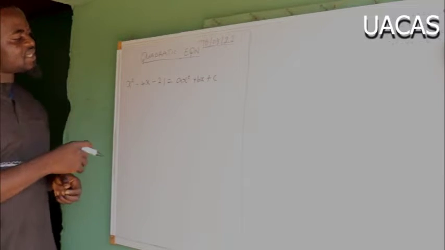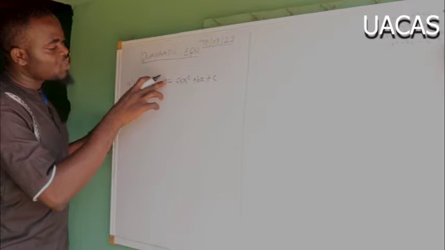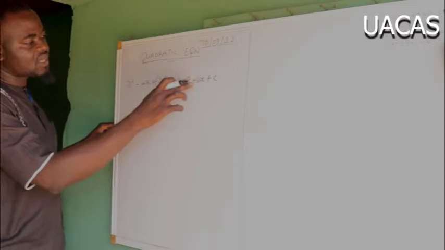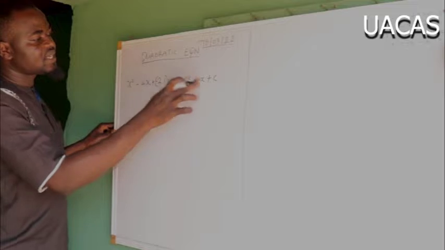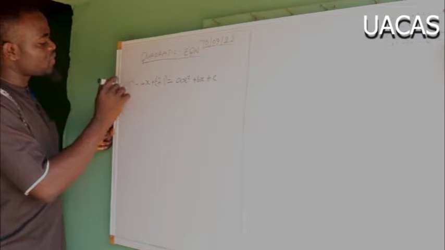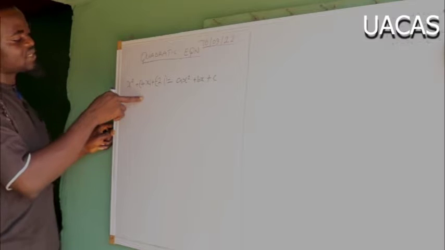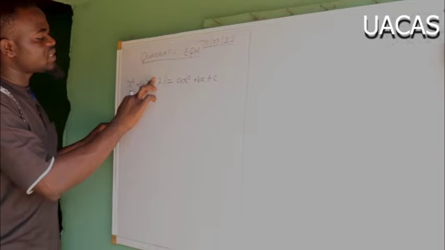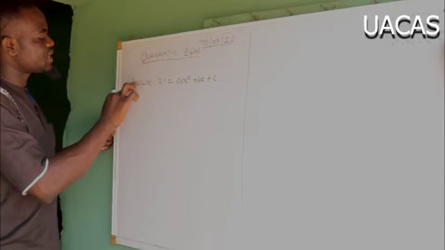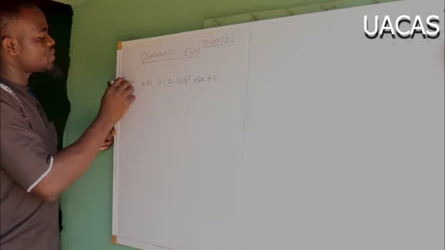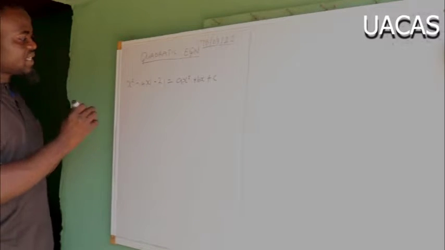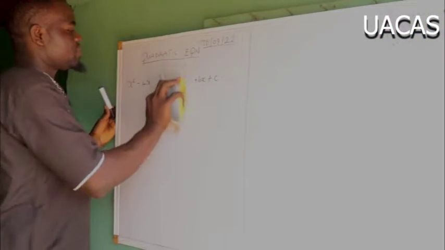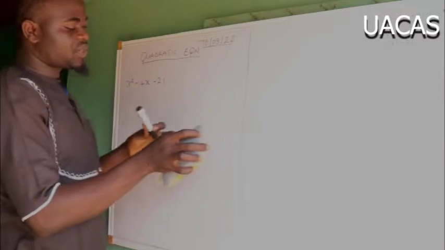So if you have something like this, remember, if you're having minus 21, it's the same thing as plus minus 21. So this plus is still here. The c here is minus 21. This one also, if you cover it like this, it will be minus 4x. So this is the same thing as this. So we're going to solve it the way it is. This is a quadratic expression. Quadratic expression is an expression not equated to 0.